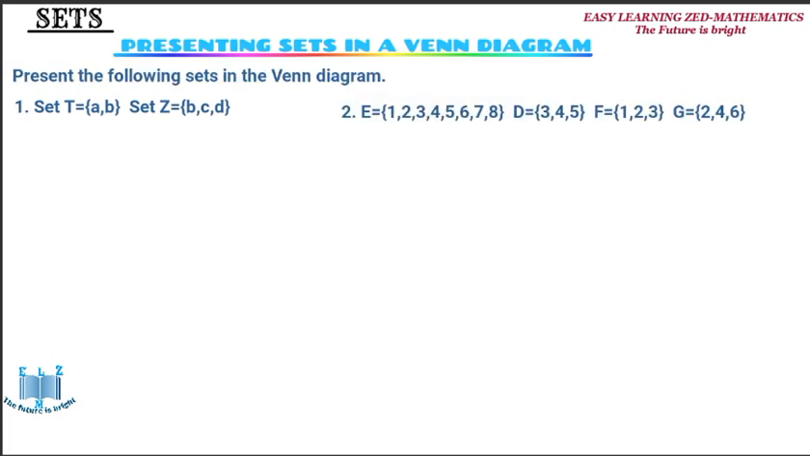These are the two questions we are given. The instructions for the questions are: present the following sets in the Venn diagram. So question 1, we have set T which is equal to {A, B} and set Z which is equal to {B, C, D}. So we are asked to present this information in a Venn diagram.